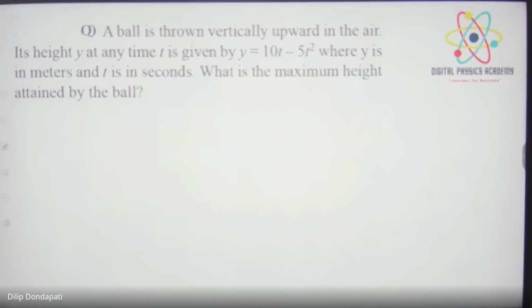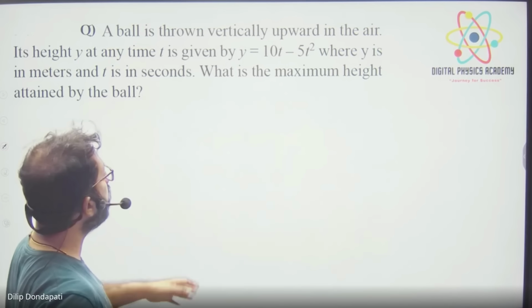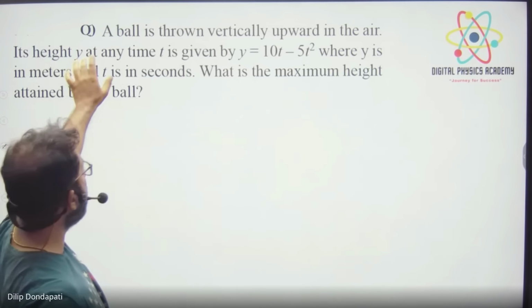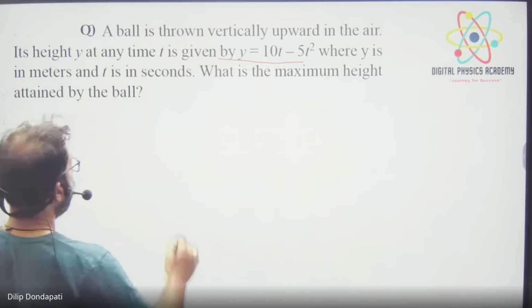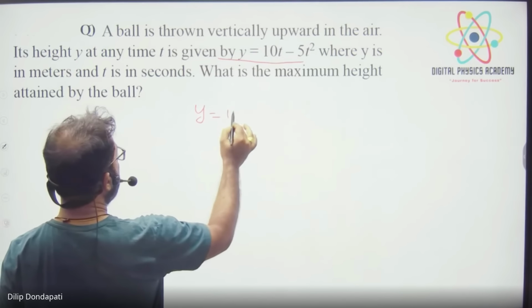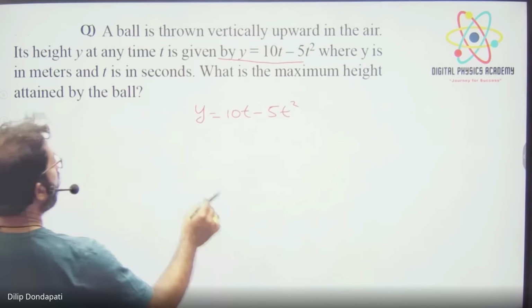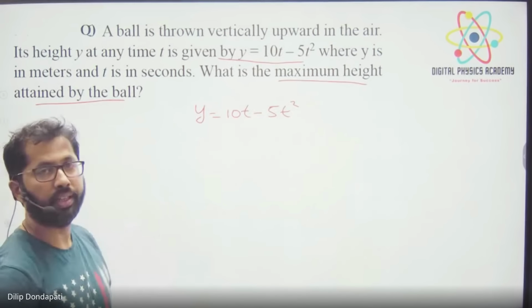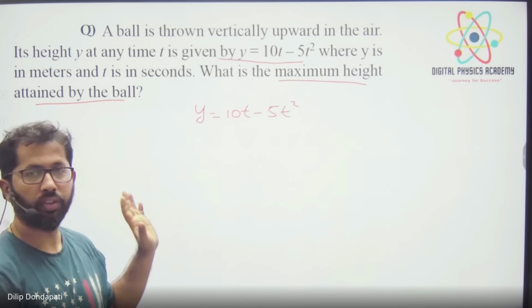Not right. See, the way of minimum maximum will be coming in kinematics like this. A ball is thrown vertically upwards in the air, at a height of y, and that height is given in terms of time: y is equal to 10t minus 5t square. He is asking what is the maximum height attained by the ball. Whenever the question asks maximum or minimum, we have to go for this one only.